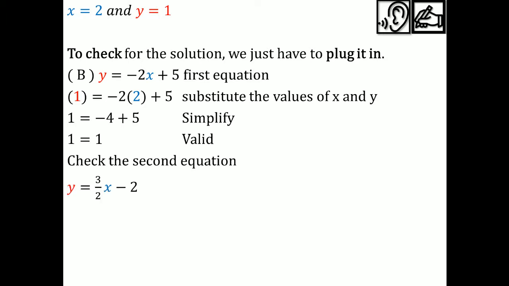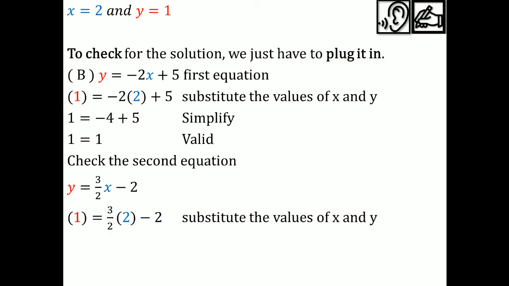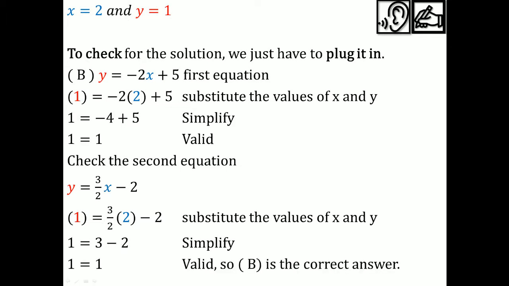y equals 3/2 x minus 2. Make the substitution in. The y is equal to 1 and the blue x is equal to 2. Simplify that. 3/2 times 2 is 6/2, and 6/2 is still 3. On the right hand side, if you can't see this, just plug it into your calculator. 3 minus 2 does equal 1. So 1 does equal 1. So it is valid for the second equation as well. Since it is valid for the first equation and valid for the second equation, B would be the correct answer. So the point (2, 1) is a solution for this system. It's the break-even point as well.